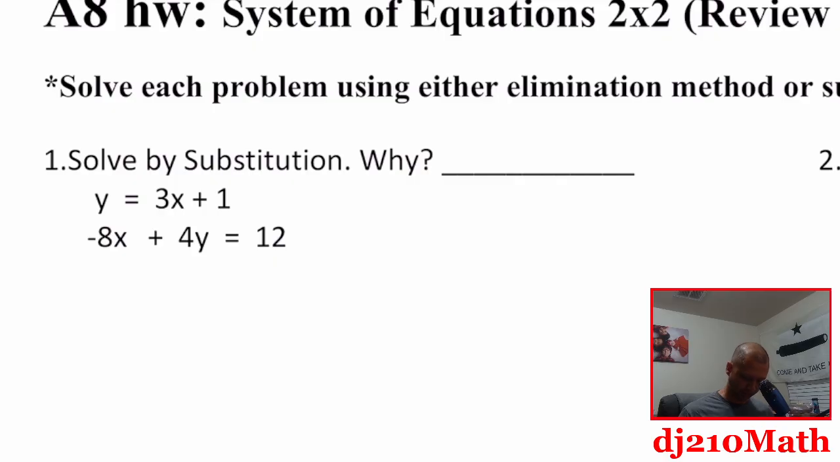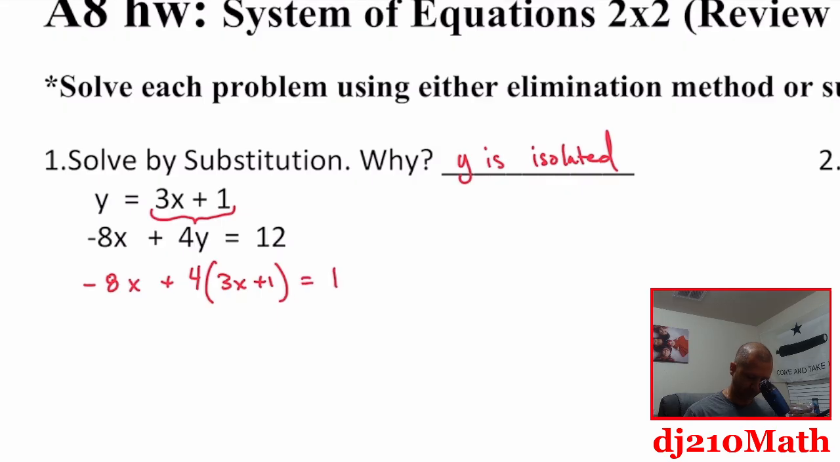And it's because y is isolated. Right, y is all by itself. When you have a variable all by itself, you can substitute it into the other equation, right? All of this will go into y, because y is equal to 3x plus 1. So we'll plug in 3x plus 1 into y, and then we'll distribute and then solve for x because all the y's are gone.